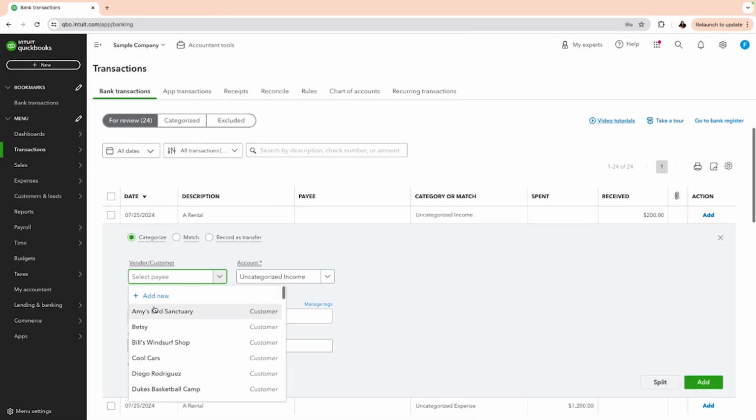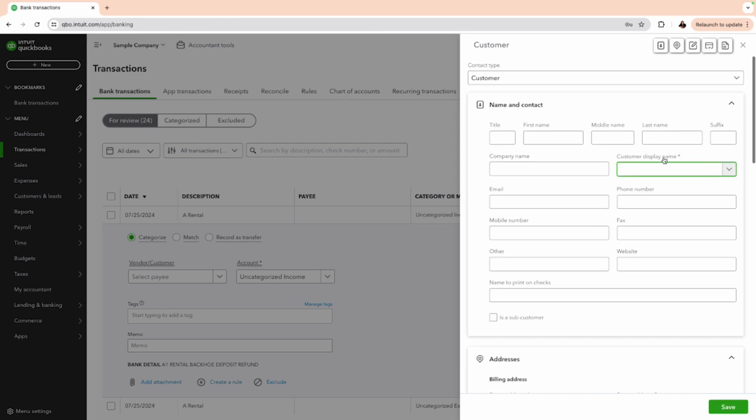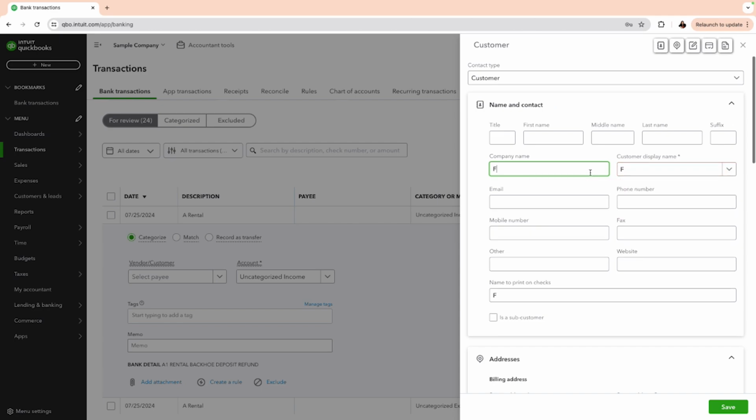Oh, QuickBooks is a little slow here. Okay, counting 1 and 2 and thinking. There it is. Okay. So the name of the customer, let's say Frosty the Snowman.